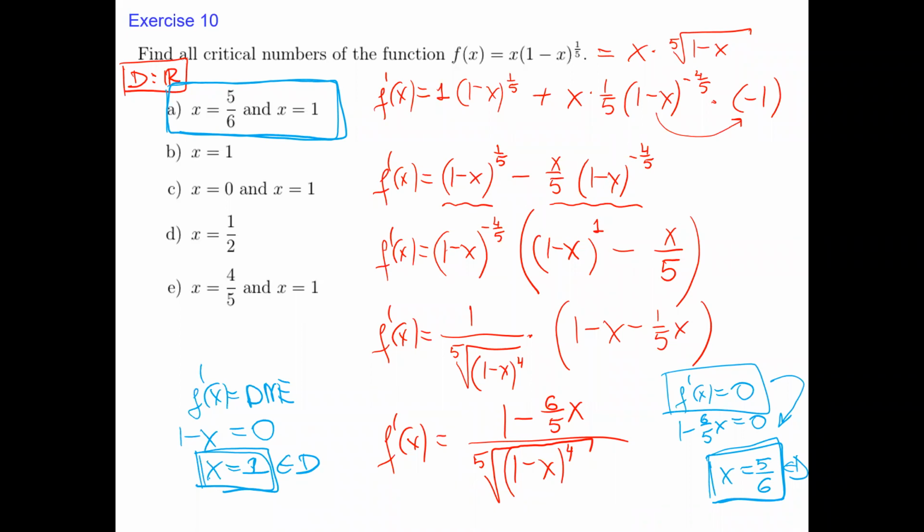Okay, I hope this set of exercises will really give you confidence with finding the critical numbers.